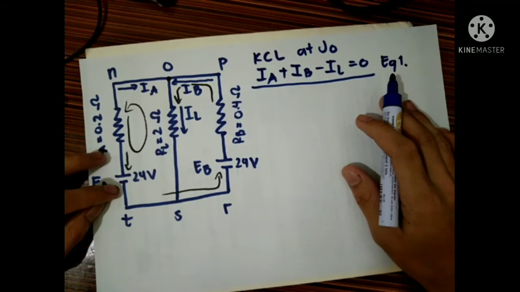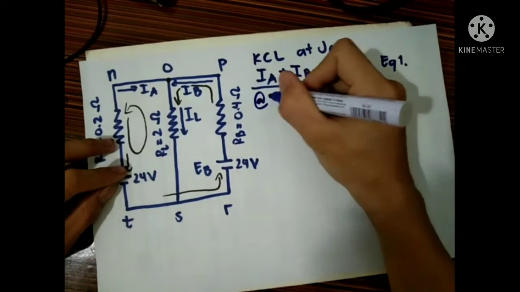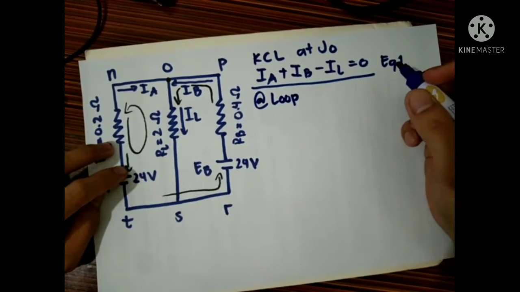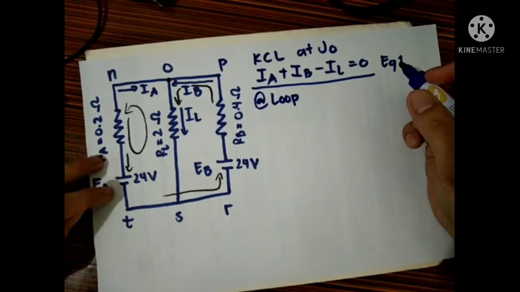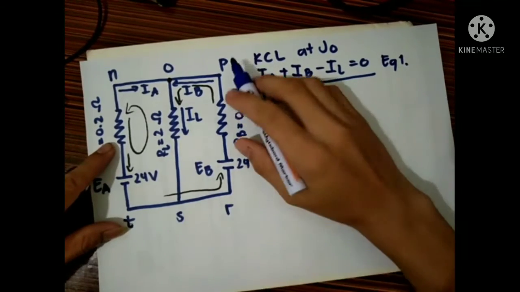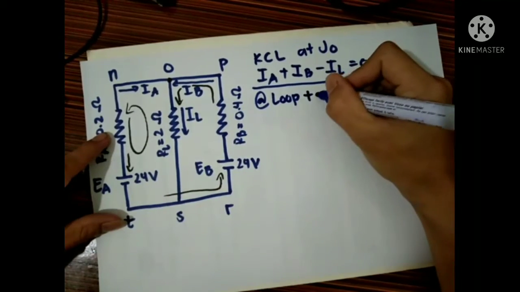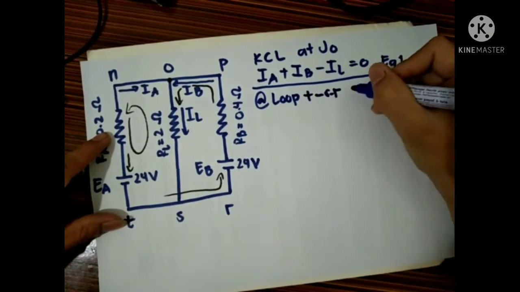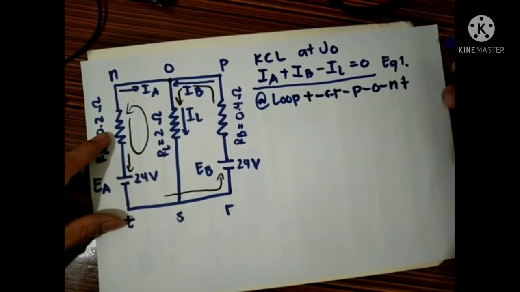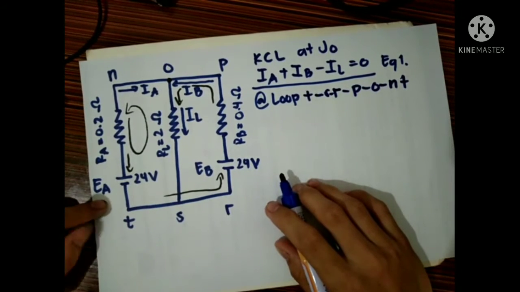Next, we need to apply the KVL for the outside loop. KVL is Kirchhoff's voltage law. At the loop, we are tasked to solve in a counterclockwise direction. So we will start from T, then S, R, P, O, and back to T. We are going to start here with EA.